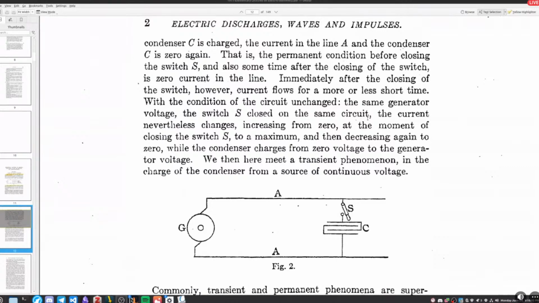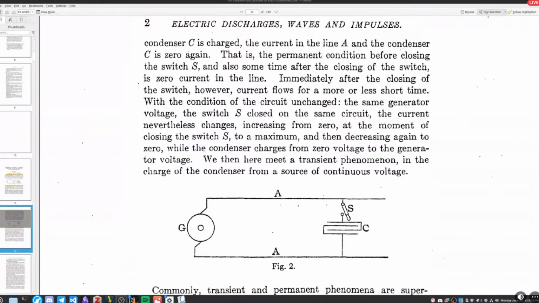again to zero. While the condenser charges from zero voltage to the generator voltage, we then here meet a transient phenomenon in the charge of the condenser from a source of continuous voltage. Commonly, transient and permanent phenomena are superimposed upon each other.